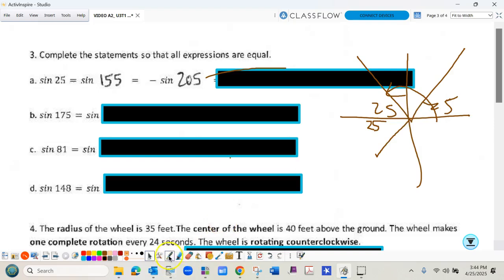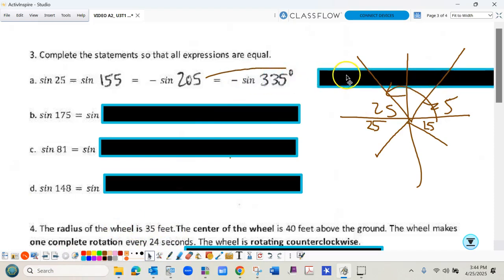Last quadrant is quadrant 4, 25. In order to get the rotational angle, it'll be 360 minus 25 because it's in reference to the x-axis, the closest place, and 360 minus 25 is 335, again with a negative in front, so that all the ratios are positive and the same number.